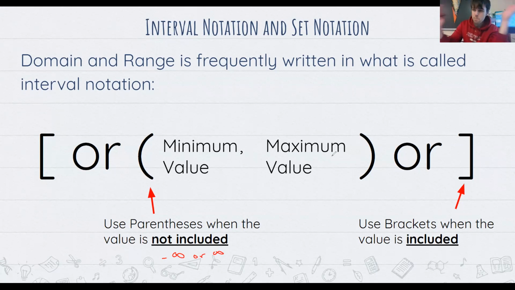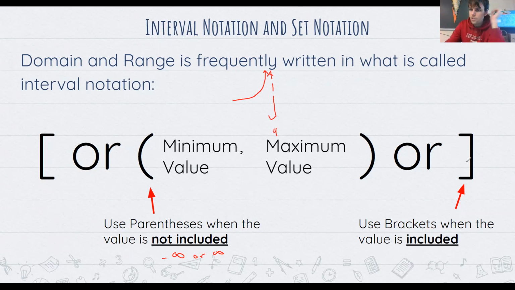Another situation where a value might not be included is where there's an asymptote, right? It goes all the way up to that value, but it doesn't technically touch it. If we have a vertical asymptote on a graph at a particular number, and I'll just say it's at 4, and the graph is approaching it, it goes up to 4, but it technically doesn't touch 4. That's a situation where we would have to use a parenthesis.